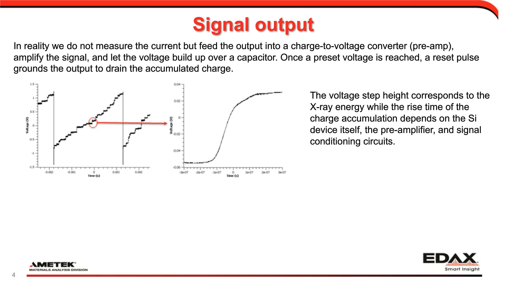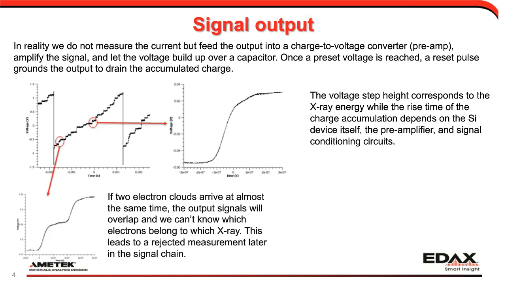One thing to note here is that if we have two electron clouds that arrive at almost the same time, we get a quite asymmetrical peak or increase in the voltage signal we have here. And the voltage increases will tend to overlap, at which point we can't separate them out, and we can't tell what amount of charge corresponds to which X-rays. So this is what we call pileup peaks, and we reject them later on in the measurement chain.